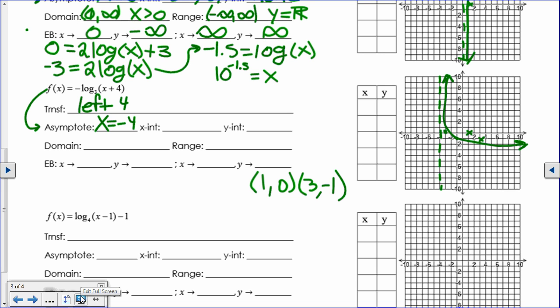Wait, so where should we move the points over? So these were the logo points, the 1, 0 and the 3, -1. You said the transformation was left 4, so I took each of them and shifted them left 4, and I just connected them. Okay? Alright, x-intercept.